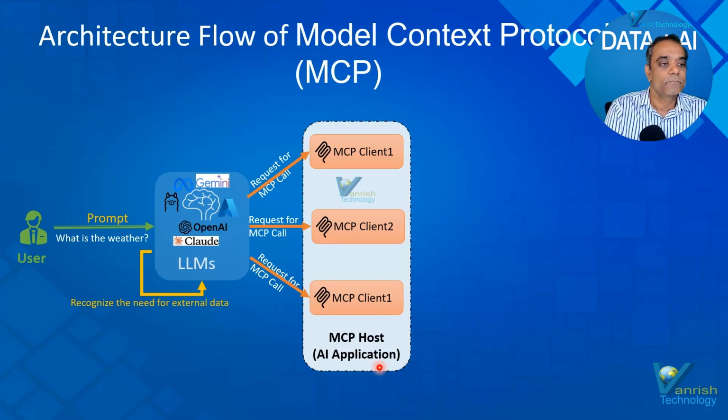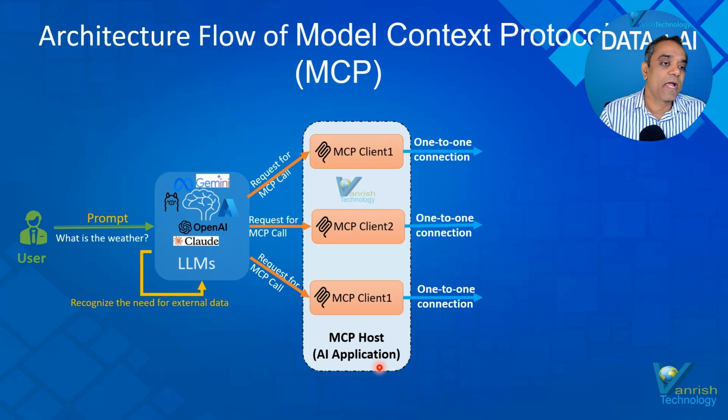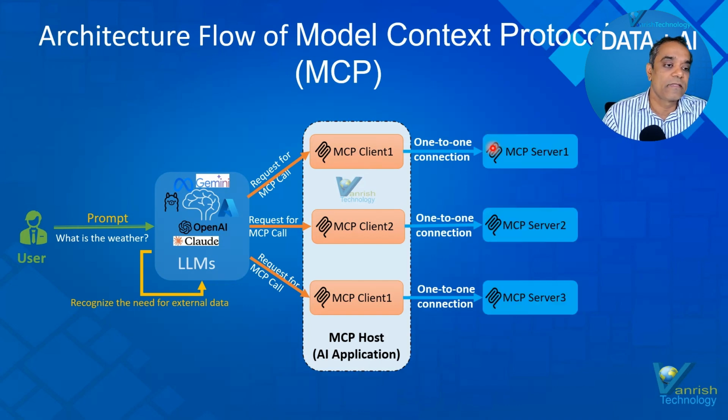Now each MCP client starts communicating with an individual server. So client one calls server one, client two calls server two, and client three calls server three. This communication is always one to one. It is not like one client calling multiple servers. It is always a one-to-one connection.